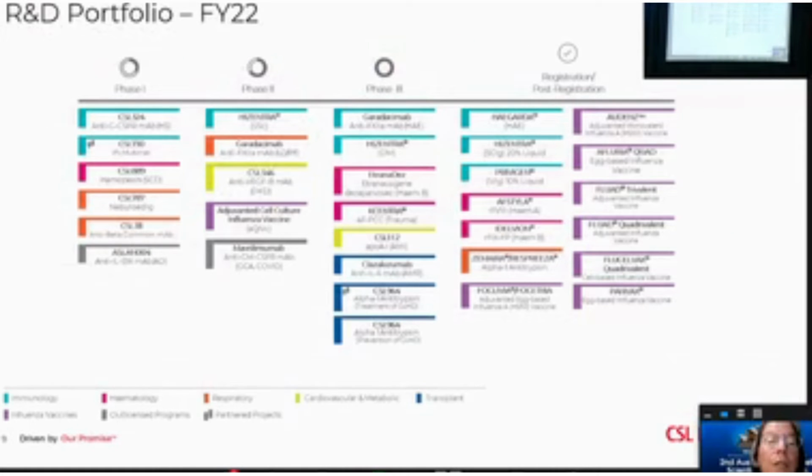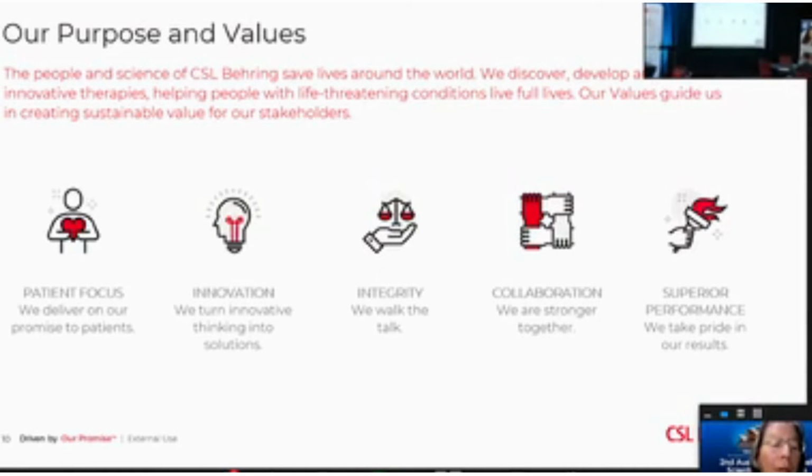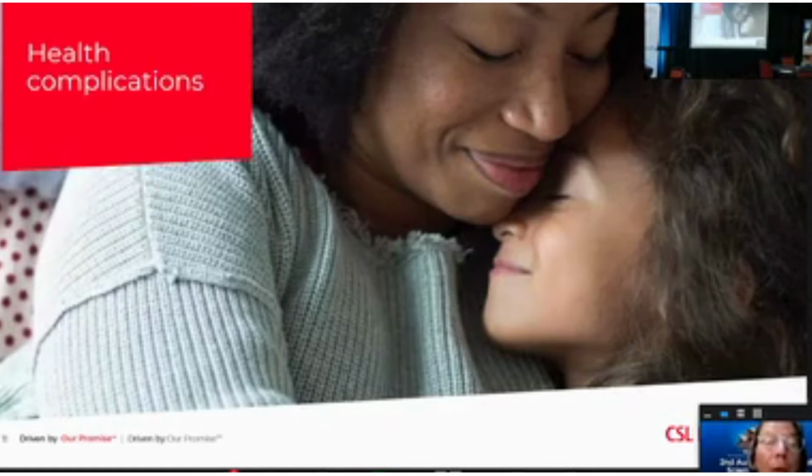This is just a set of highlights of our research and development portfolio, but the reason I put it here is to emphasize that in the first column in phase 1 here, we have hemopexin, which is being developed for sickle cell disease. CSL Behring is a values-driven company, and patient focus is our first and foremost value, but also innovation, integrity, collaboration, and superior performance. Okay, so on to the scientific topic, health complications in sickle cell disease.